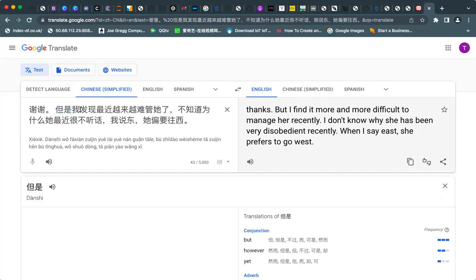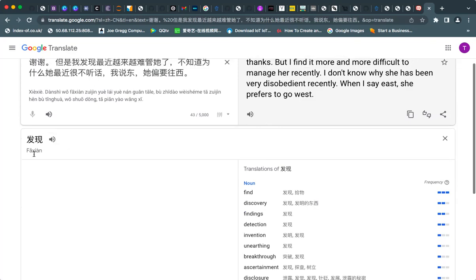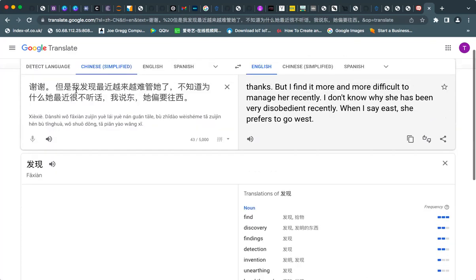Okay, and then to discover, to find out something or discover or detect, fa xian. This one is fa xian. 但是我发现, let's go. 但是我发现. Please say this one again. 但是, oh, I didn't say she. 但是我发现, yes, very good. Now, if you sound like that tomorrow, they won't even know you're just a newcomer.